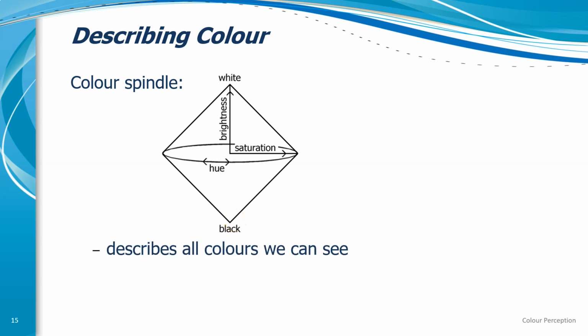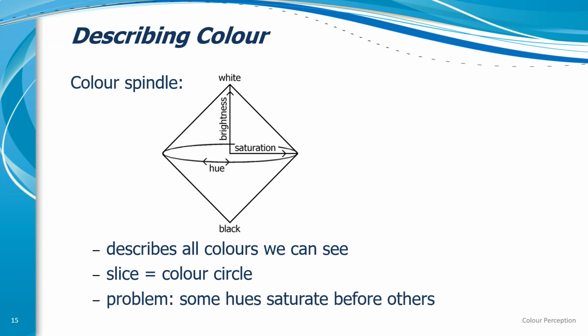So the idea behind the color spindle is that it is a 3-dimensional solid that represents and describes all the colors we can see. Again, one slice taken through it is a color circle, and, well, this is not quite the true story. And that's because some hues saturate before others. Let me get to that in just a second, but let me show a color spindle in color.